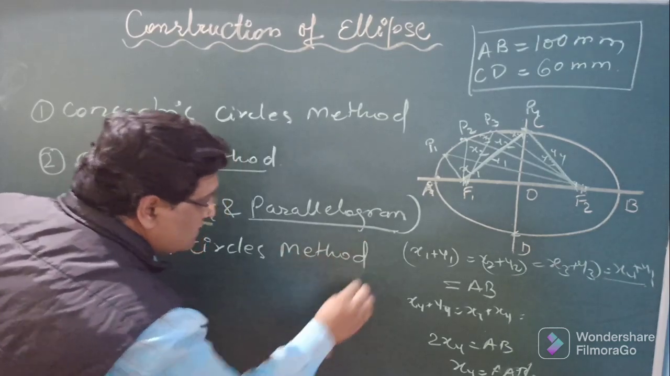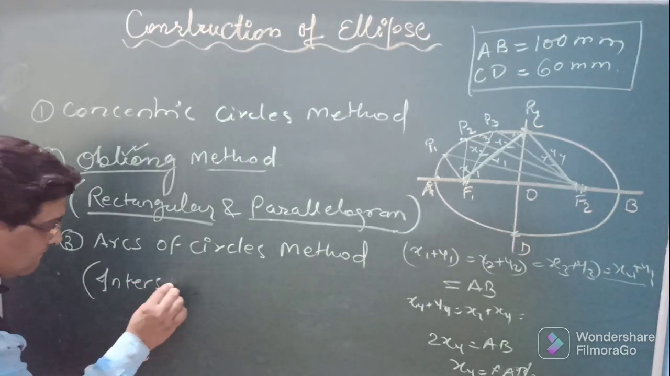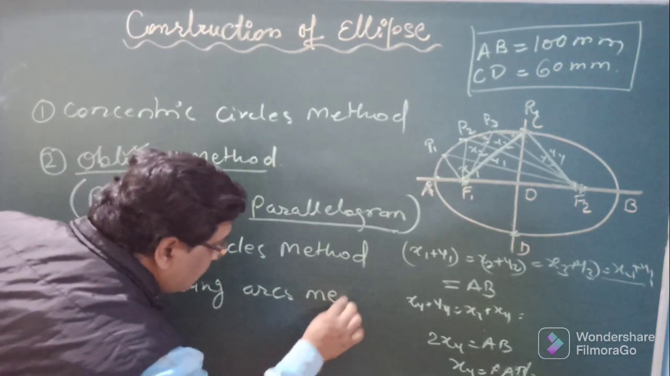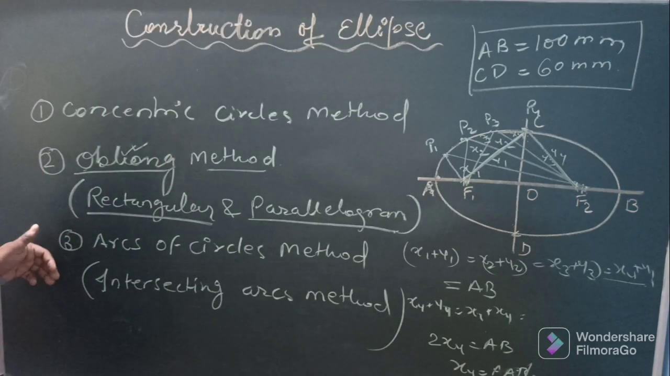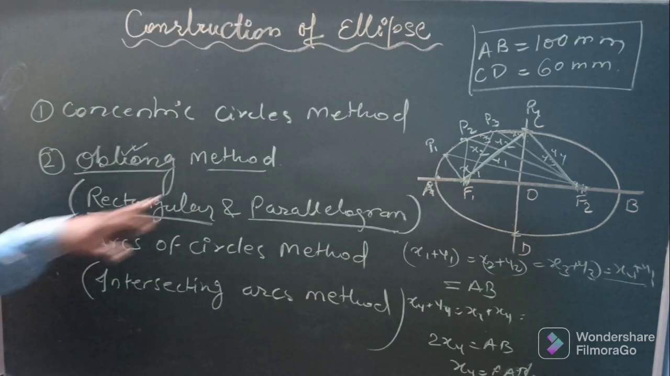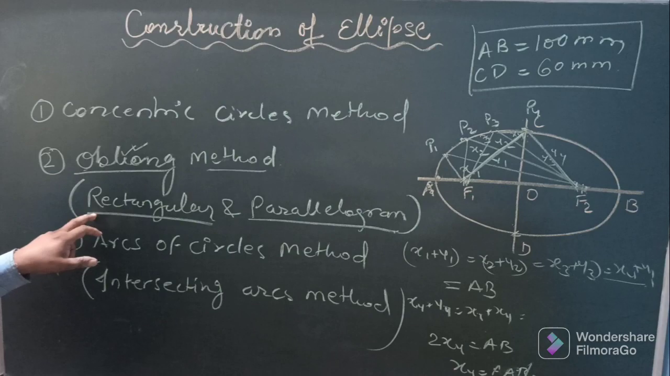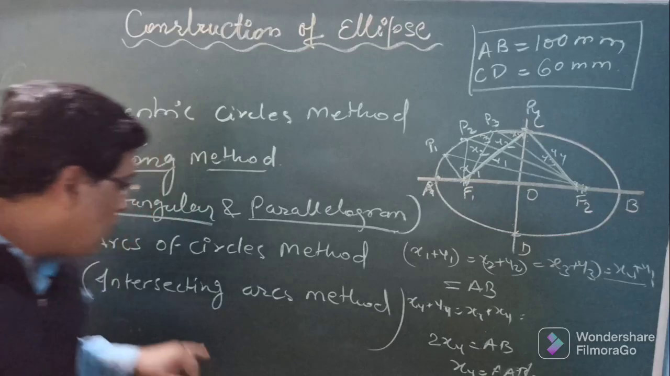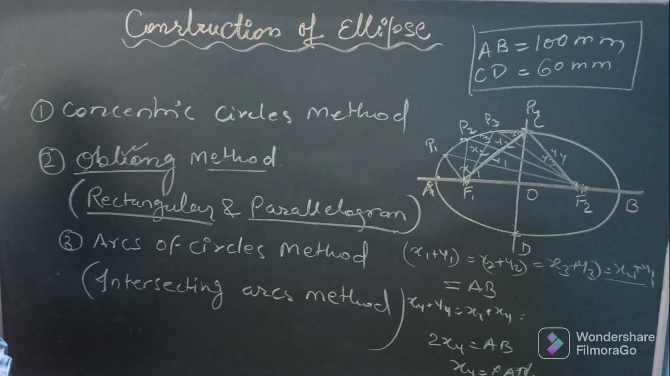Arcs of circles method. It is also called the intersecting arcs method. So basically there are three specific methods to draw an ellipse when the major axis and minor axis are given. One is the concentric circles method, the oblong rectangular or oblong parallelogram method, and the third one is the arcs of circles method or intersecting arcs method. So let us understand one by one how to draw an ellipse using these three methods.